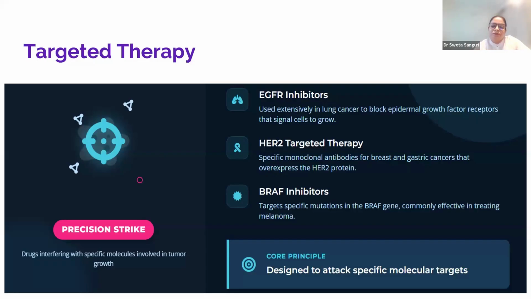HER2 targeted therapy. Now, HER2 is a similar receptor which is present in breast cells. In breast cancer cells, the tumor produces too many HER2 receptors on their surface. This HER2 receptor is also going to catch the growth signal, and in HER2 positive breast cancer cases, the cell has made too many copies of this receptor outside the cells.